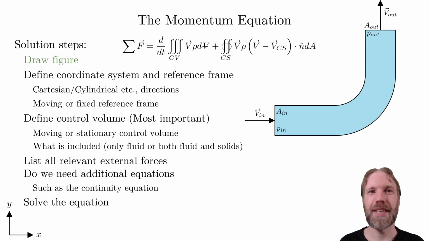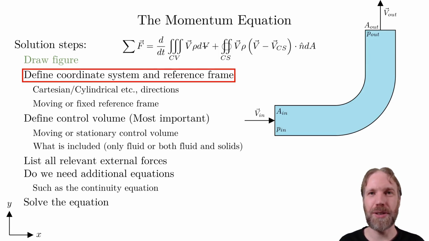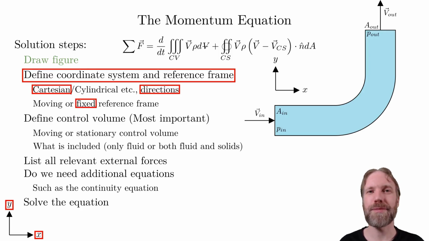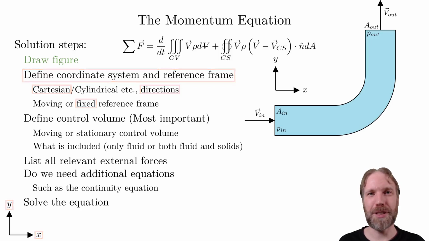Next step is to define our coordinate system. We can choose the system we already have down in the corner. It's a Cartesian system. We have the directions and we let it be a fixed system, as the pipe itself is fixed. Now this step is completed.